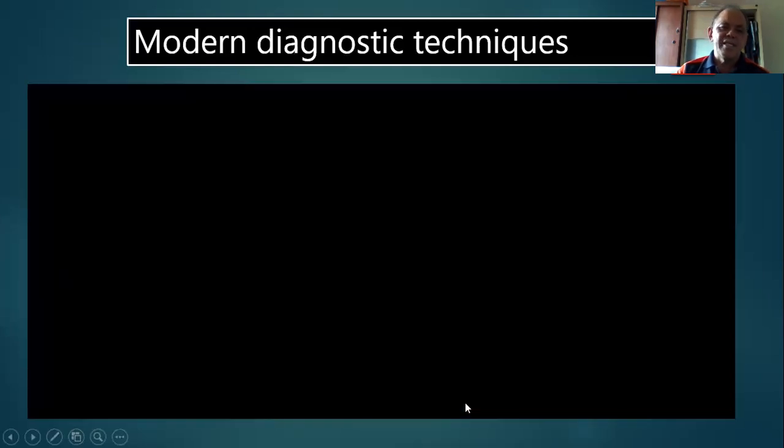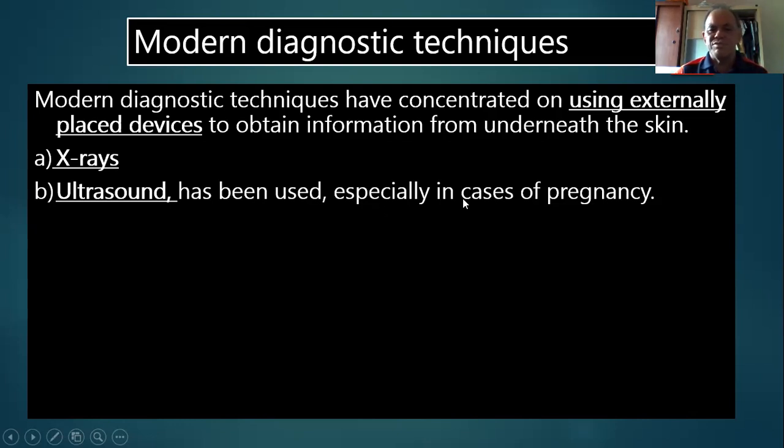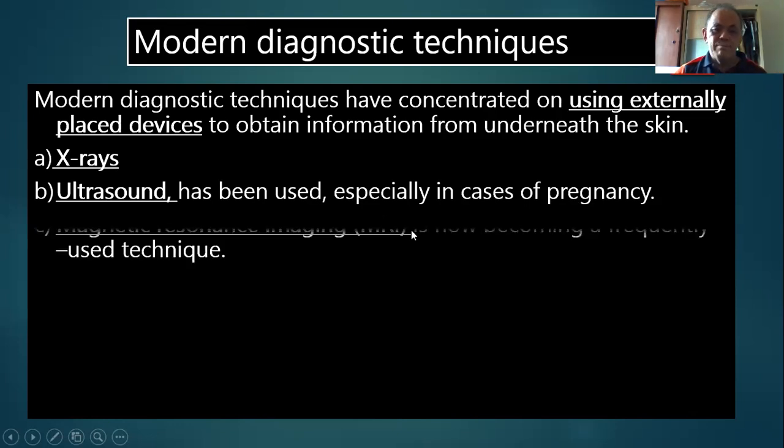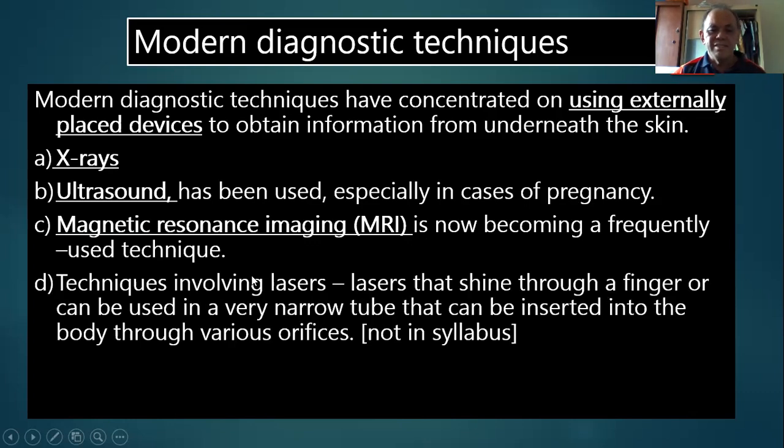Modern diagnostic techniques have concentrated on using external devices or equipment to see what is under the skin. X-ray. Ultrasound has been used in cases of pregnancy to see how the baby is developing, boy or girl. Magnetic resonance imaging is now becoming a frequently used technique. This one we are not interested in. Techniques involving laser, that one we are not interested in. A, B, C, this one is what is of interest in the A-level syllabus.